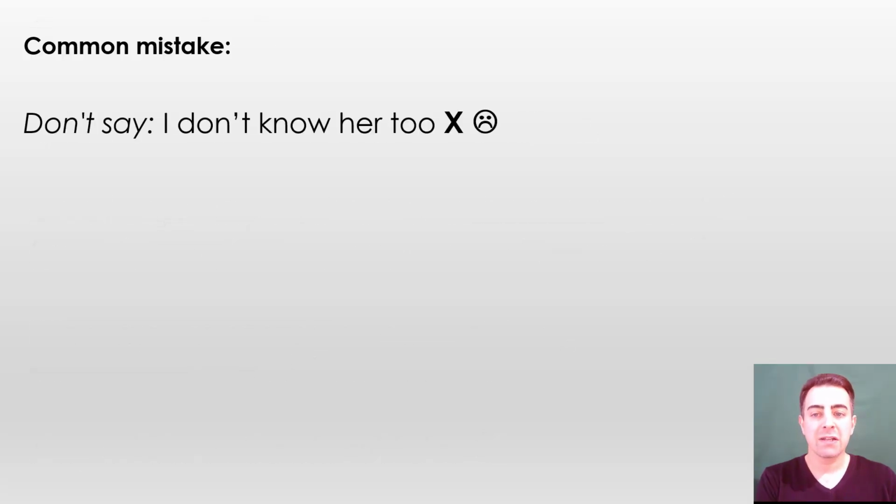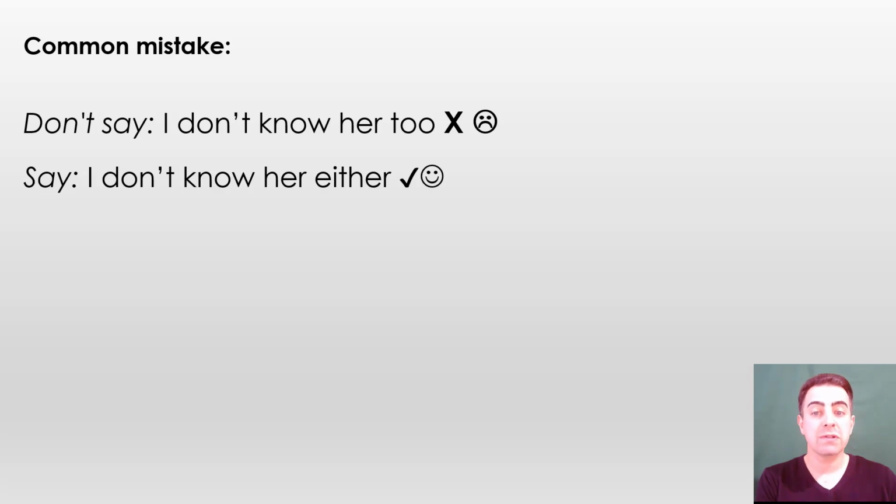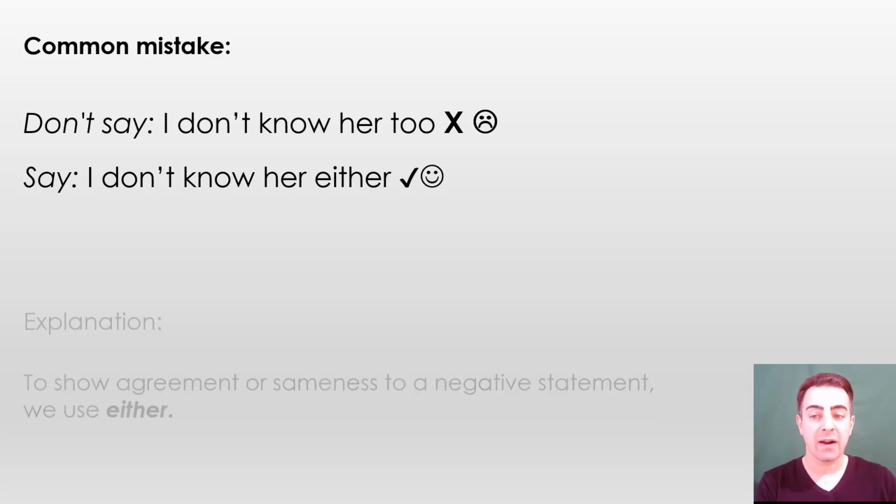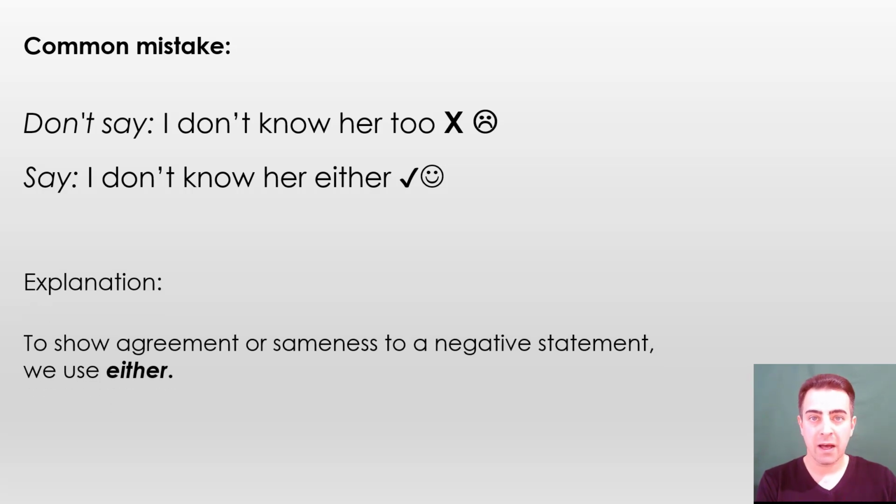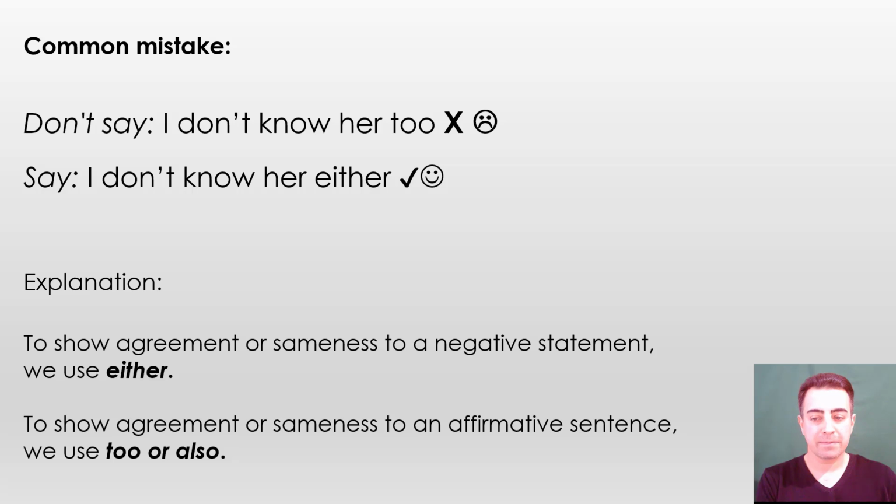Common mistake. Don't say, I don't know her too. Say, I don't know her either. We don't say too in a negative sentence. We don't use it when we want to show agreement. We say either. I don't like apples. I don't like them either. To show agreement or sameness to a negative statement, we use either. To show agreement or sameness to an affirmative sentence, we use too or also.